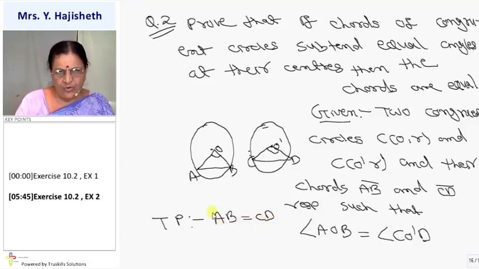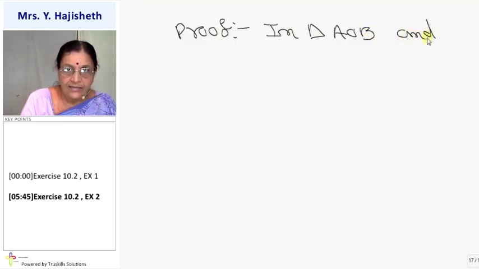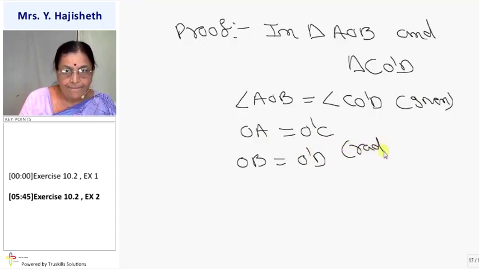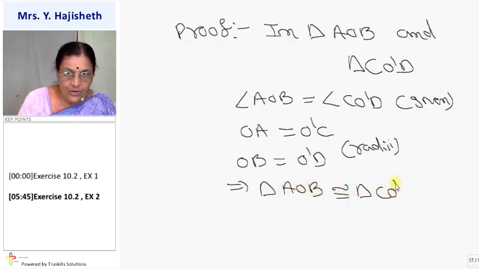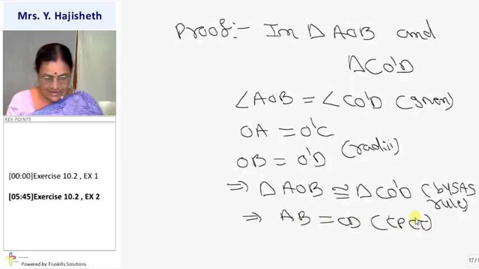अब construction में to join OA, OB, O'C and O'D मैंने लिखती हूँ. अभी proof में क्या लिखेंगे? Proof में we will start, in triangle AOB and CO'D, what I can say, angle AOB is equal to angle CO'D, given. फिर OA is equal to O'C and OB is equal to O'D, radii. That implies triangle AOB is congruent to triangle CO'D by SAS rule. देखो SSS की जगह SAS. अब आप 10.2 भी कर सकते हो. That implies AB is equal to CD, right, by CPCT. So chords are equal. Clear?